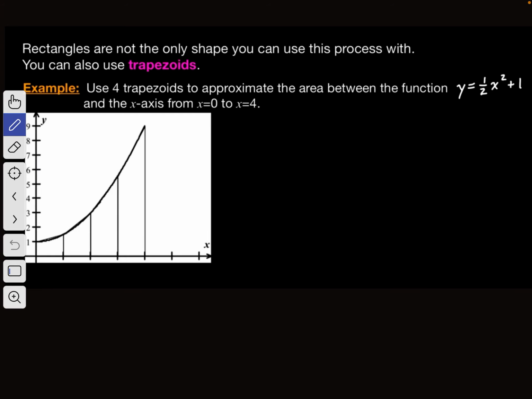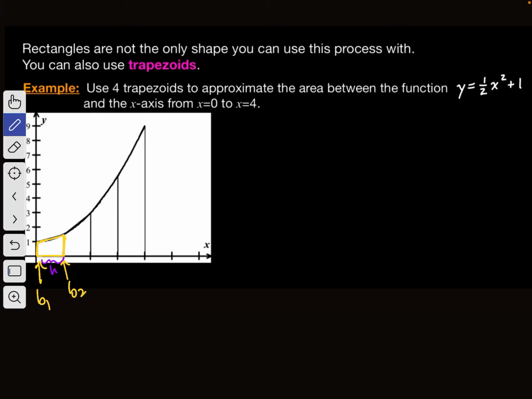Okay, so rectangles aren't the only shape you can use. We will be working some problems using trapezoids. So use 4 trapezoids to approximate the area between the function and the x-axis from 0 to 4. Okay, so if I draw in a trapezoid, I'm going to have my base 1 and my base 2, and this is the slanted piece, and here's my height. This distance here is my height of 1 unit.